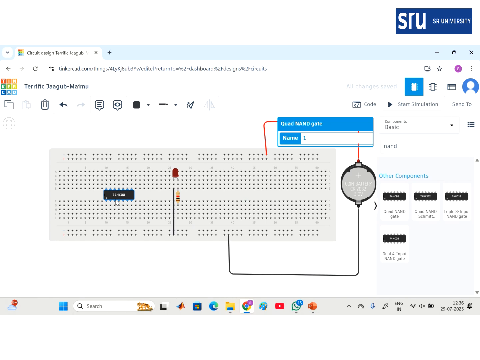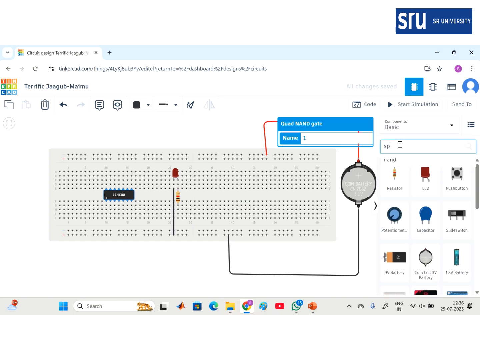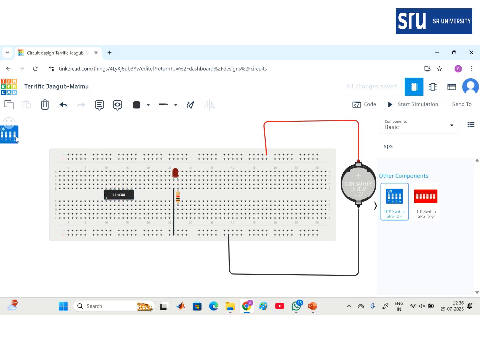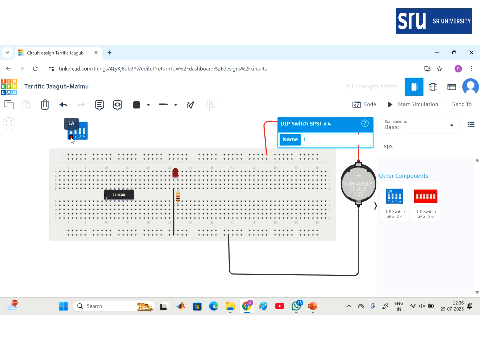For the NAND gate, first I need to connect a switch, an SPST switch. For the switch, how many inputs are there? Two inputs. Connect 1A to VCC. Change the color. Again connect 2A to VCC. So where is my input available? My input is available at 1B as well as 2B.